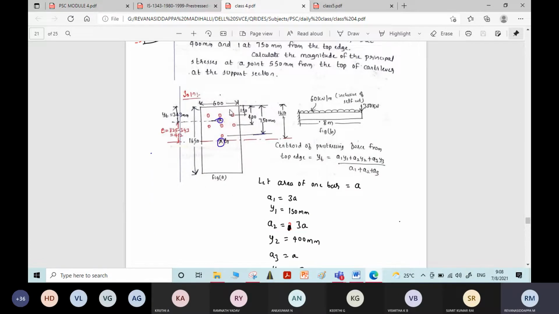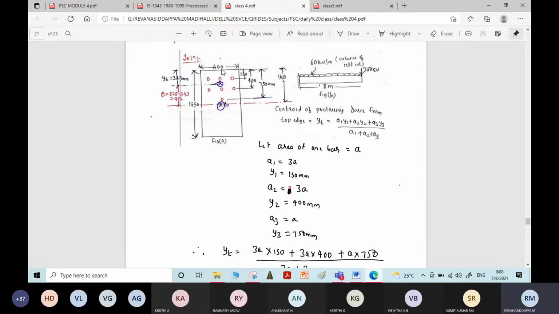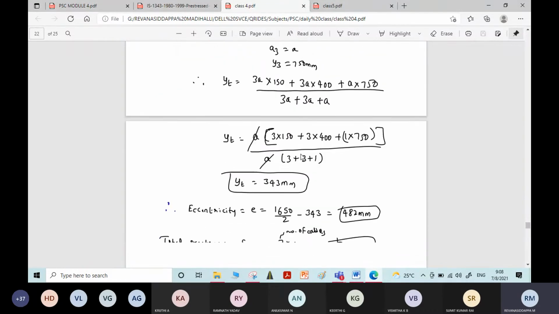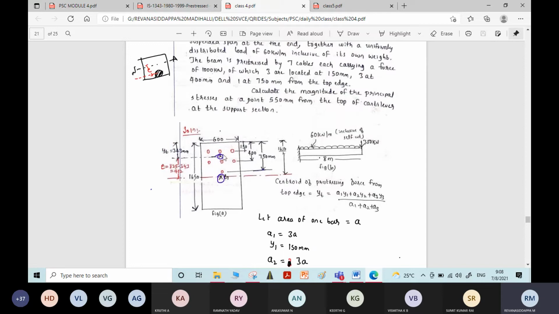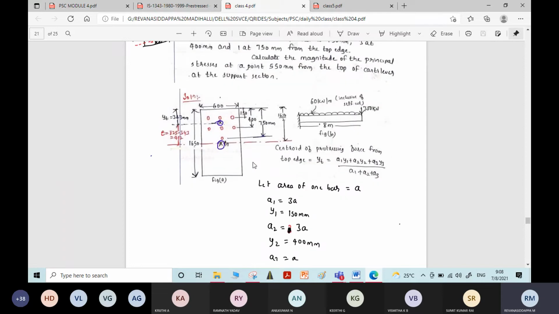As the bars given are at different locations, they are not in a single line. All the 7 bars are not in a single line. 3 bars are at 150 and 3 bars at 400 and 1 bar at 750 mm. First we need to locate the centroid for these bars. That we have already done. From the top we have located the centroid of the pre-stressing force carried by these bars. That we got as 343 mm, which I have mentioned in the figure.